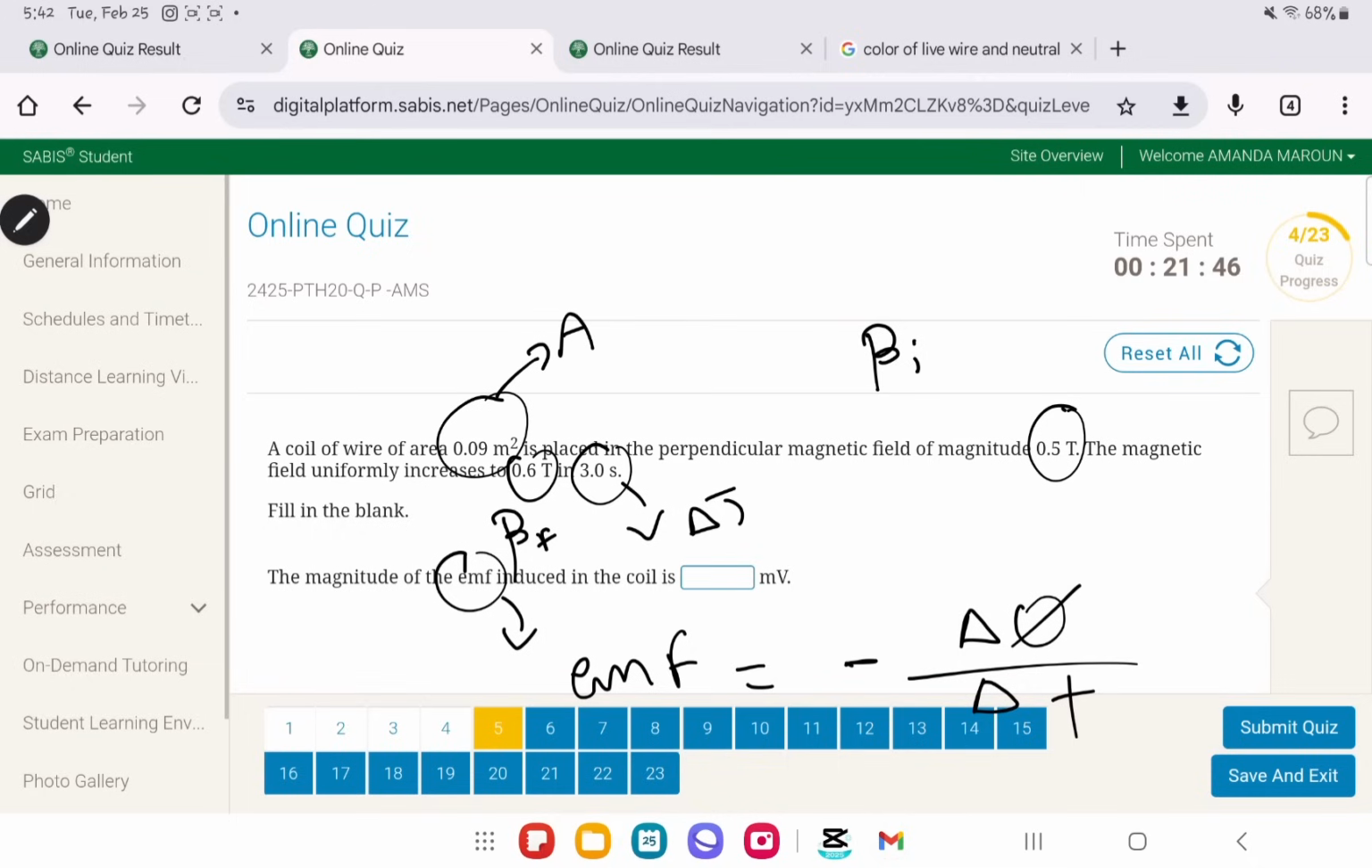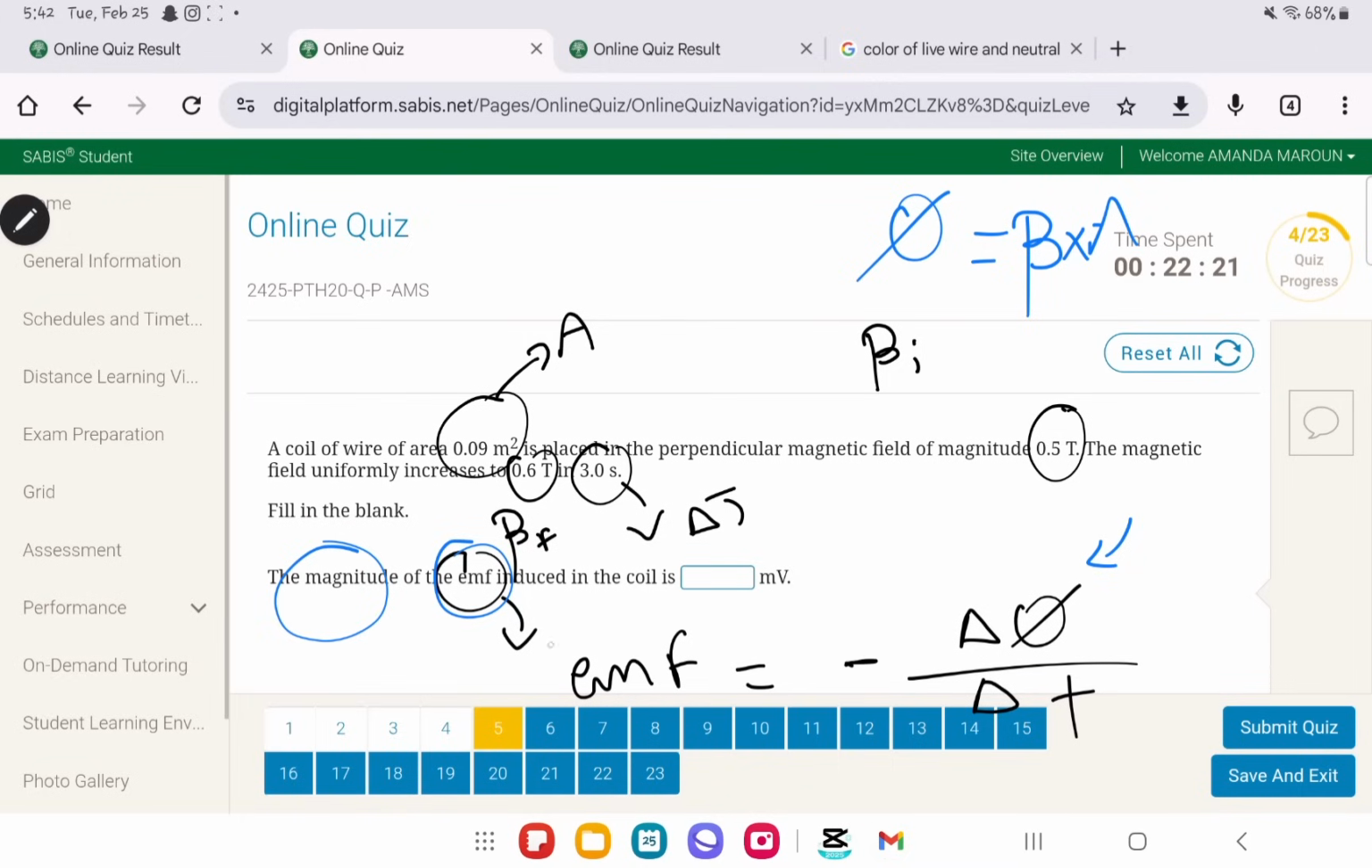According to Faraday's law, the electromotive force is equal to the opposite of the change in magnetic flux over the change in time. Okay, so what is magnetic flux? If you remember from previous exams or previous quizzes, magnetic flux is equal to the magnetic field times the surface area. Now, do they need the electromotive force or the magnitude of the electromotive force?